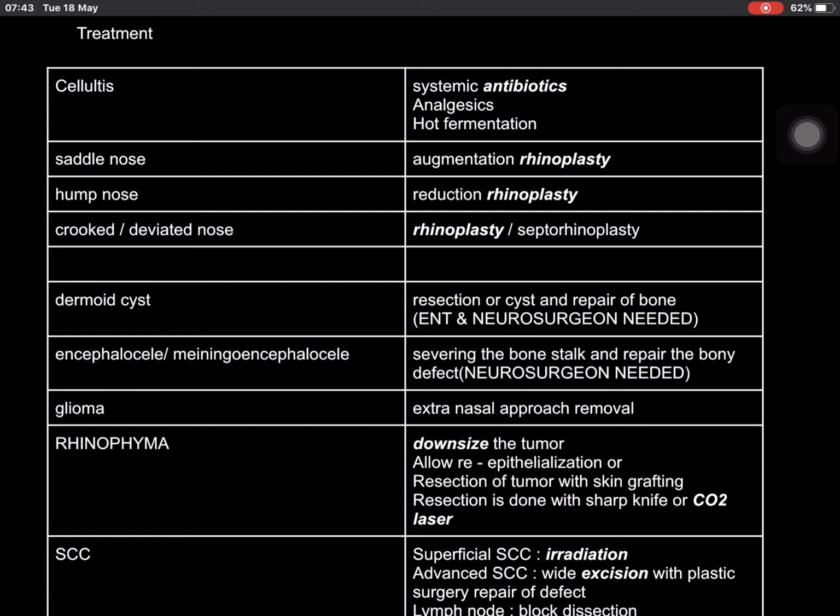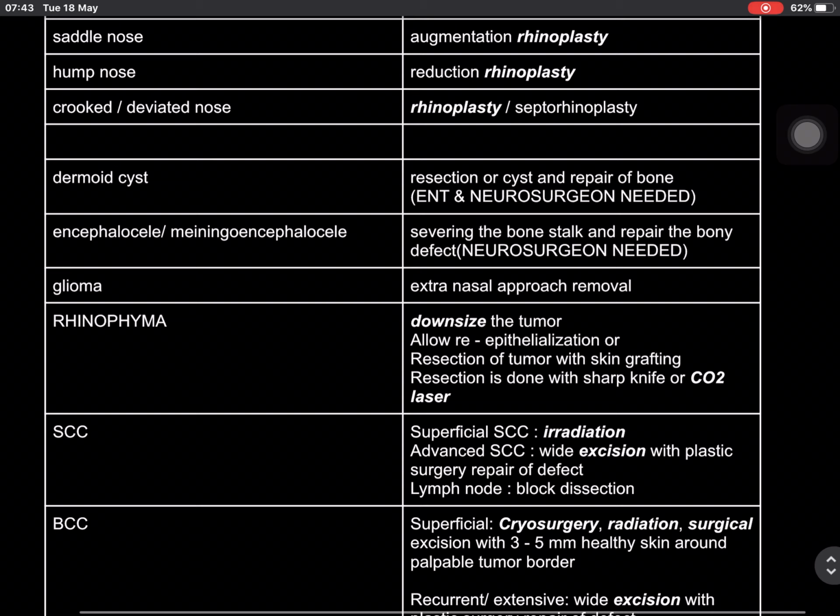All these are plastic surgery because, technically, the saddle nose and hump nose do not cause any other problem other than being awkward on the front of the patient's face. Which is why it's a plasty, it's plastic surgery. Rhino means nose, rhinoplasty. Get it? For a dermoid cyst, a resection of the cyst and repair of the bone is done.